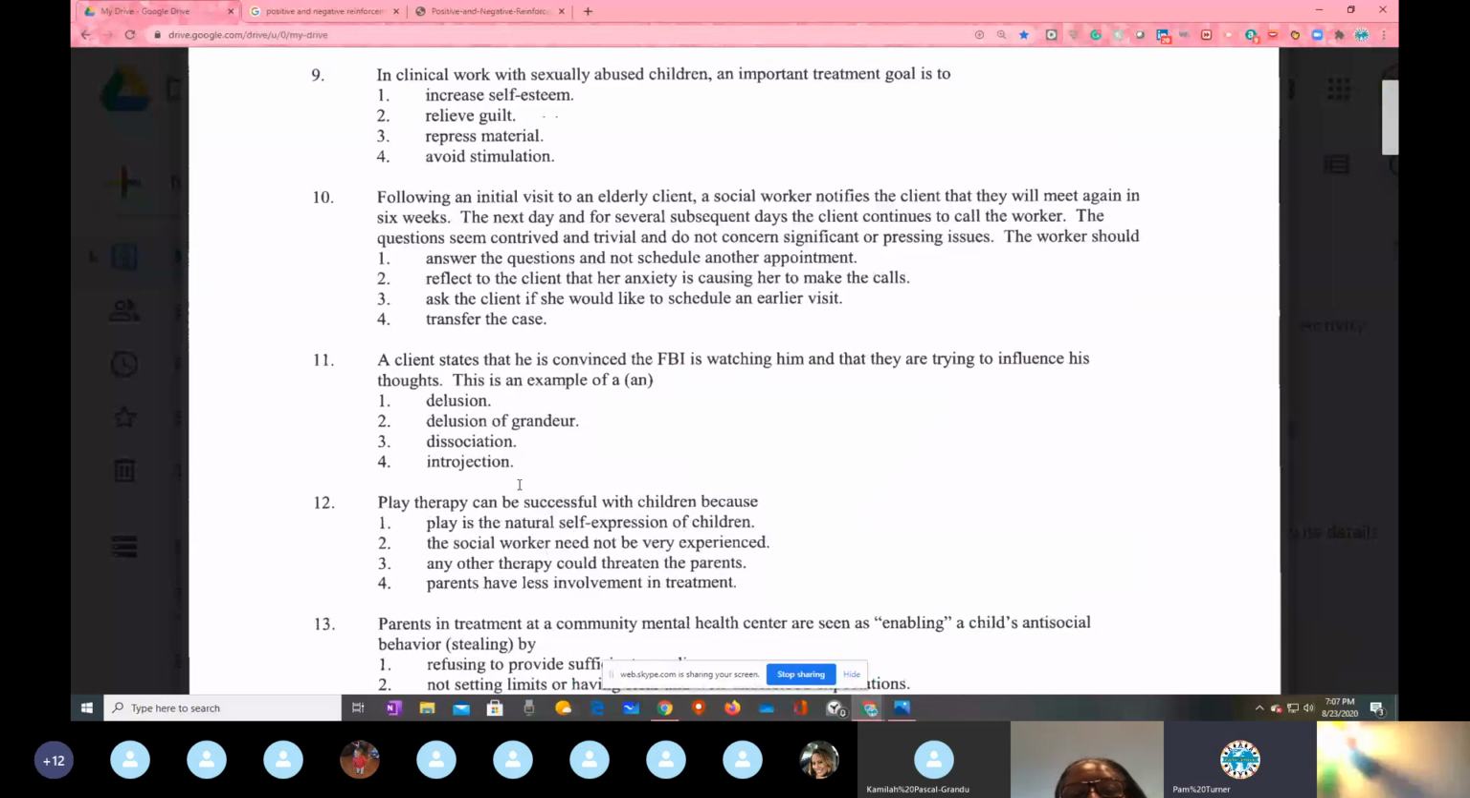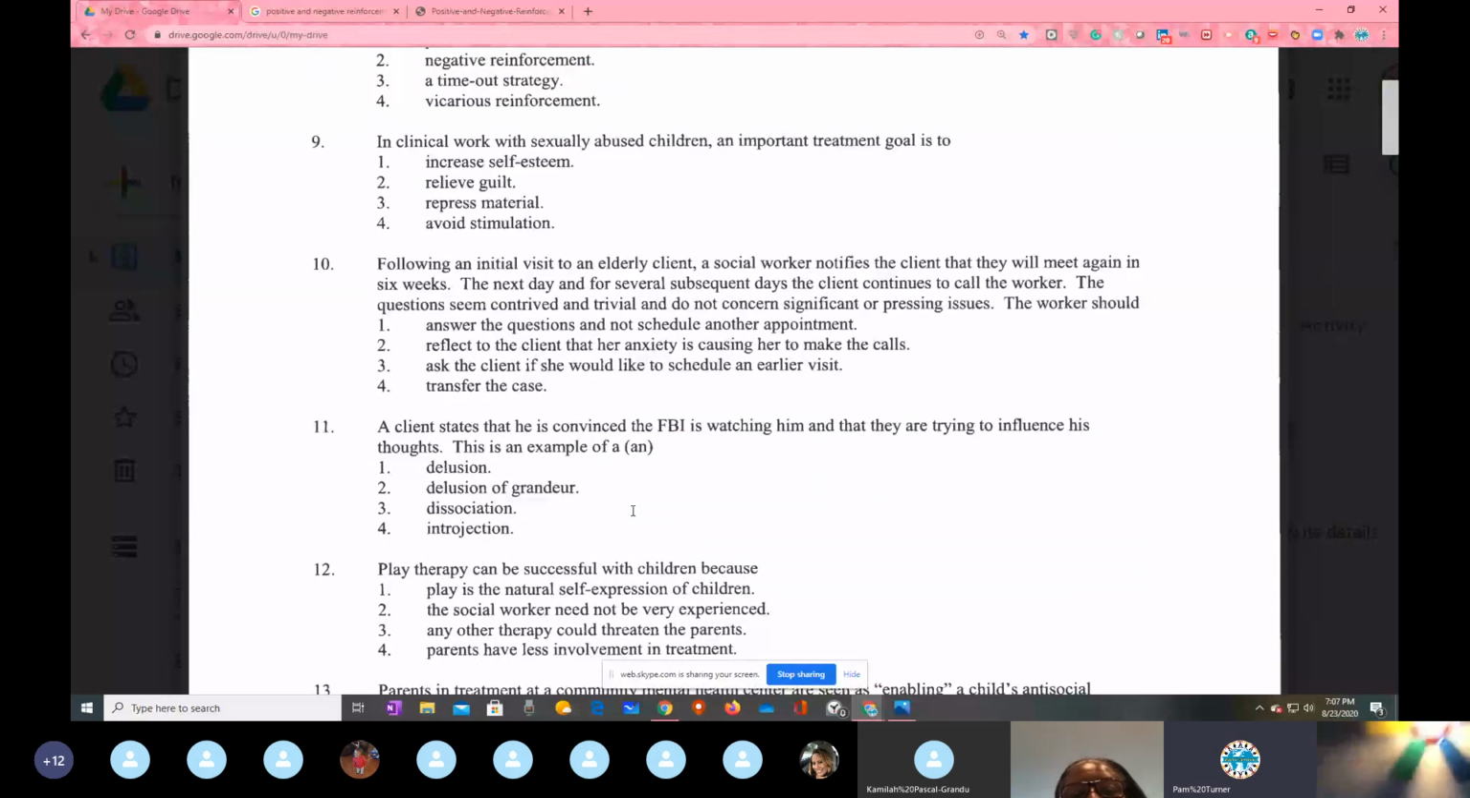Okay. Number 11, again, so this is a diagnosis. My diagnoses always fall under interventions. Okay, so look at number 11. A client states he's convinced the FBI is watching him and they're trying to influence his thoughts. Okay, Lenore, I'll get to that. This is an example of what?